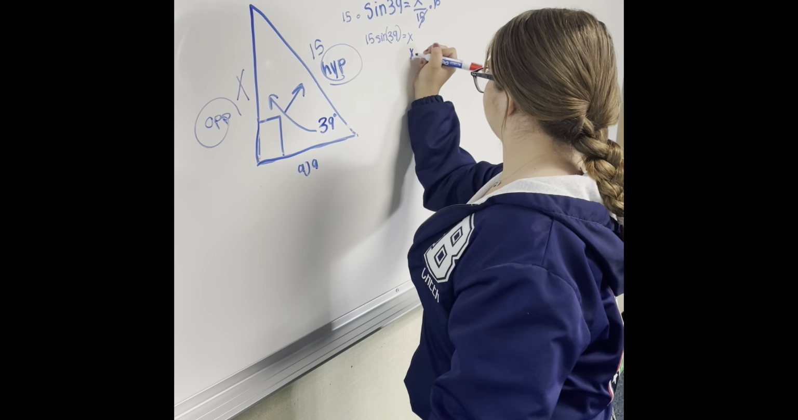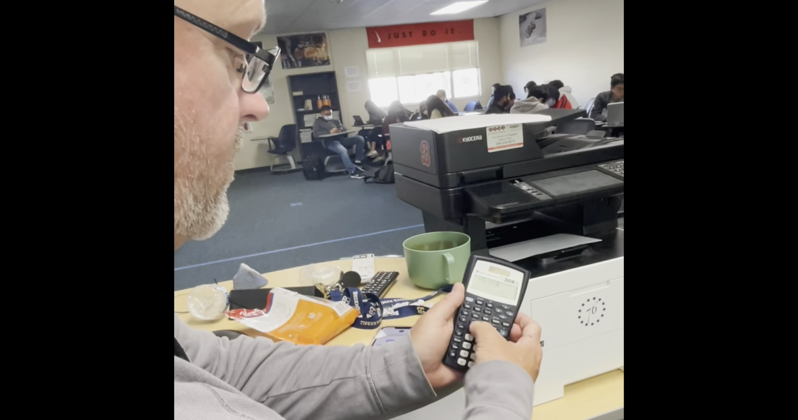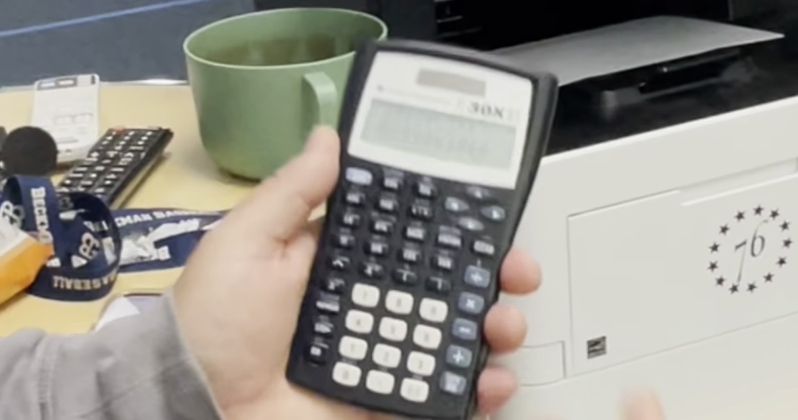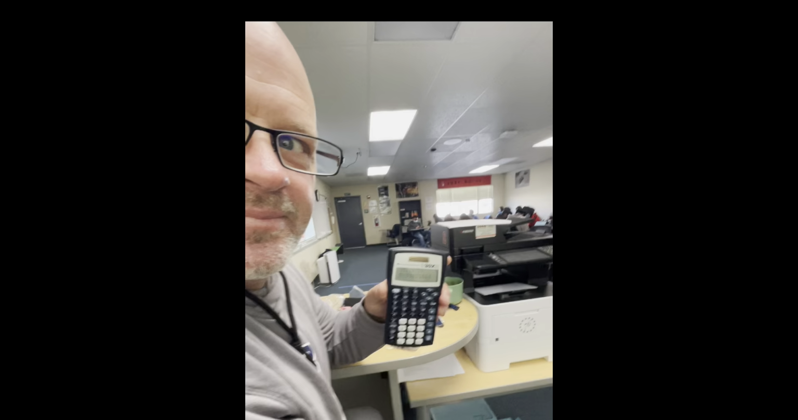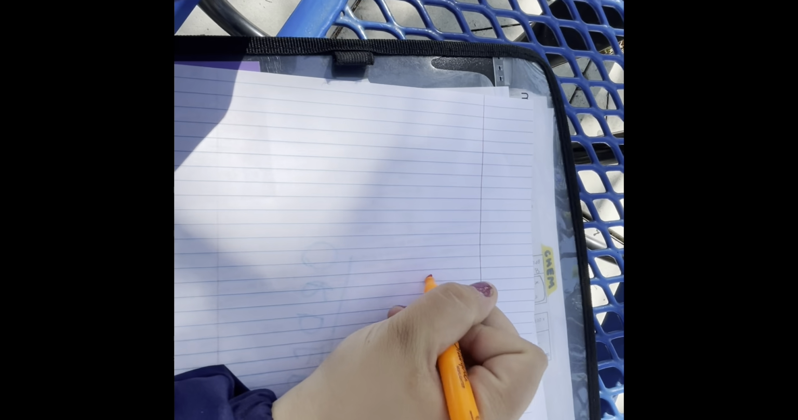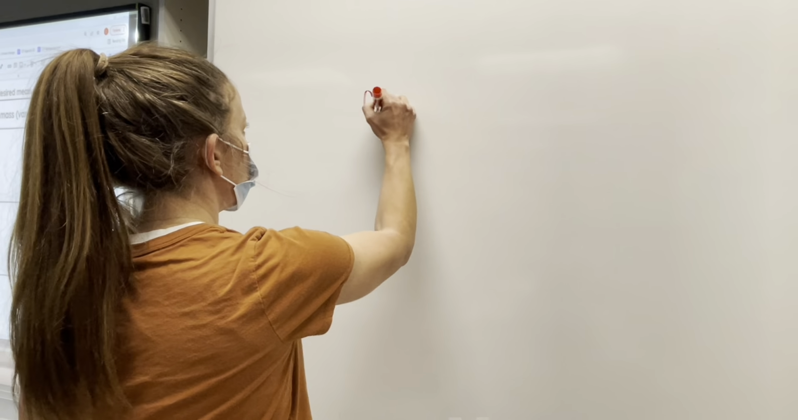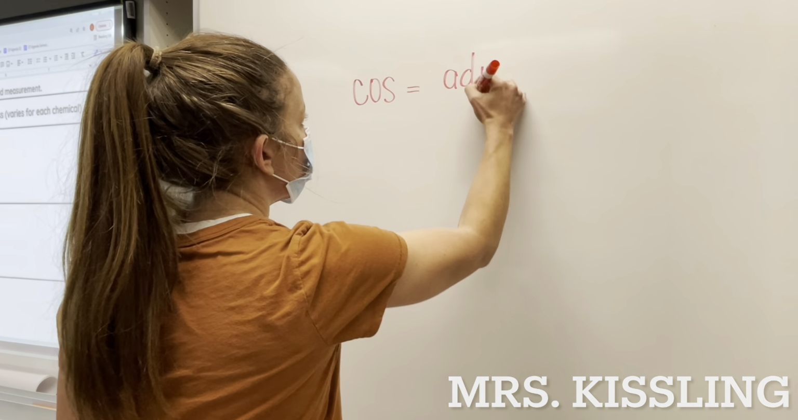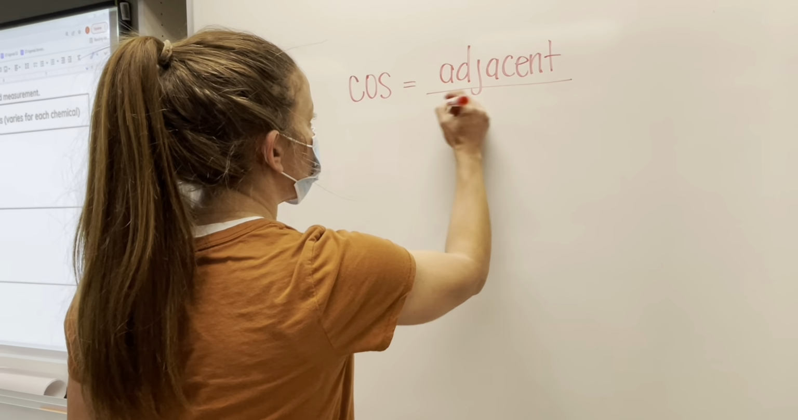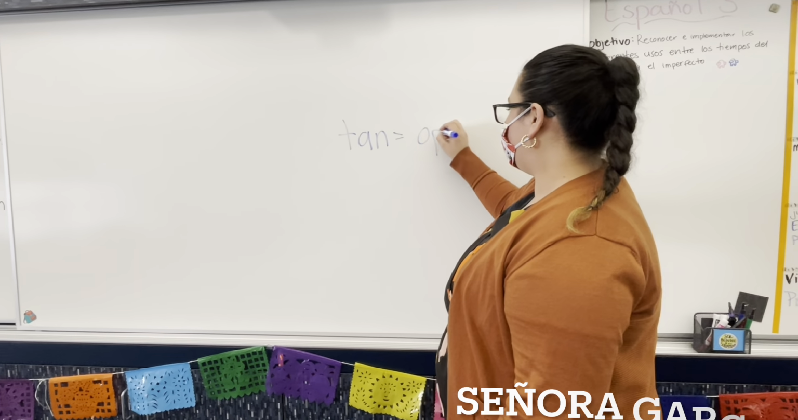Calculate it. You get your answer as 9.4. It's just that easy. Do not worry. Just stick to using SOHCAHTOA. Go in order. If you know the adjacent and the hypotenuse, then you use cosine. TOA equals opposite over adjacent.